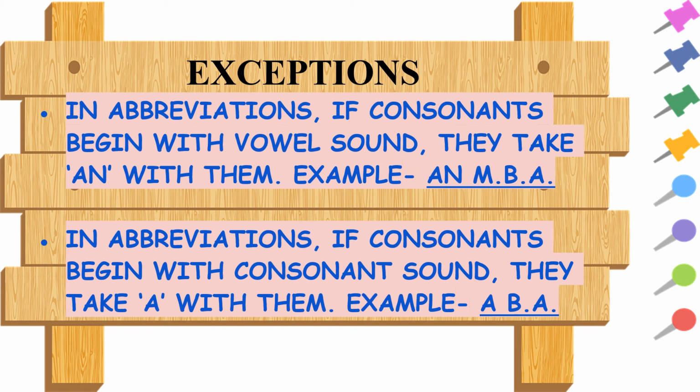Whereas if an abbreviation begins with a consonant sound and the abbreviation also starts with a consonant, it will take a with it. Example, a BA. BA has a consonant sound of B in the beginning, and that's why we have used a with it. I hope you have understood the uses of a and an, and you have learnt the exceptions as well.